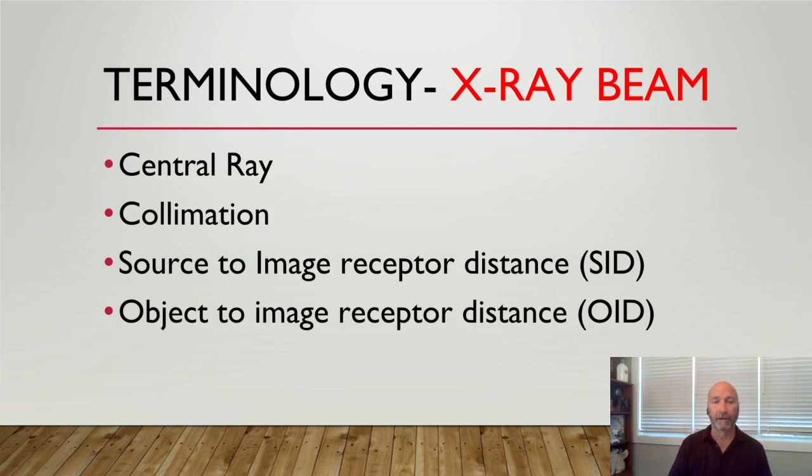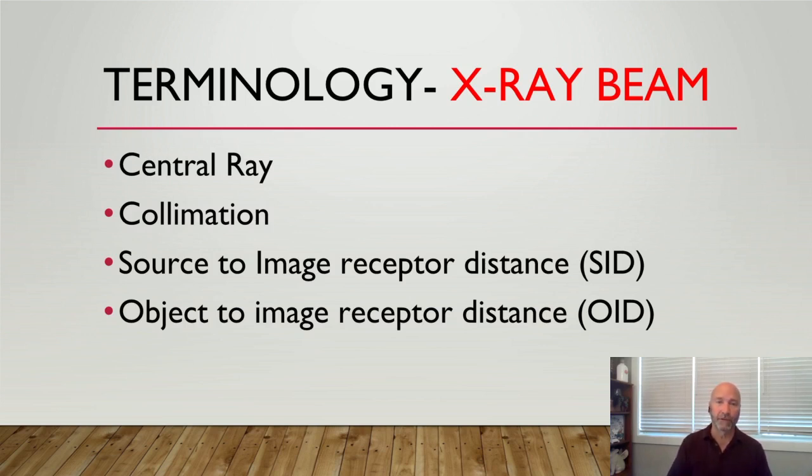Object image receptor distance, or OID, is just that. It's the distance between the object of interest inside of the patient to the image receptor. X-rays behave a lot like light, so you can learn a lot from just using a flashlight in a darkened room on what will happen as you turn anatomy or change your SID and your OID.